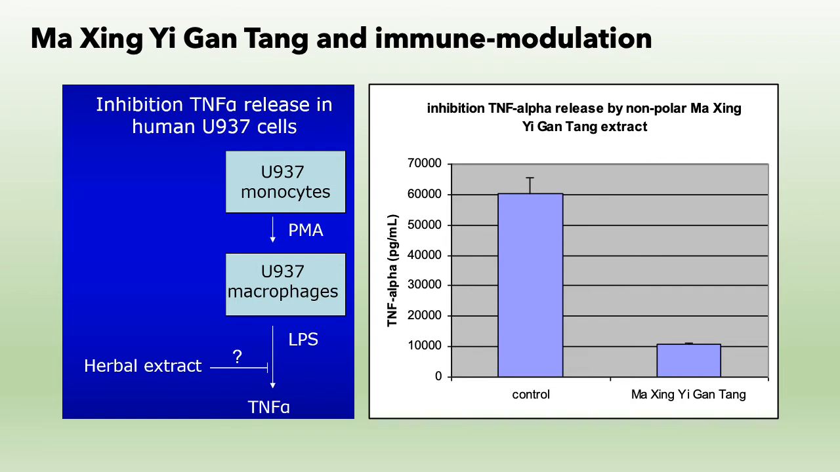So we have done the in vitro study using U937 cell lines from human. We use their monocytes. When you give PMA, they develop into macrophages. And when you challenge the inflammation group by giving LPS, you can make them release inflammation factors. But at the same time, we can also give them herbal extract to see whether they can significantly inhibit the inflammation factor release.